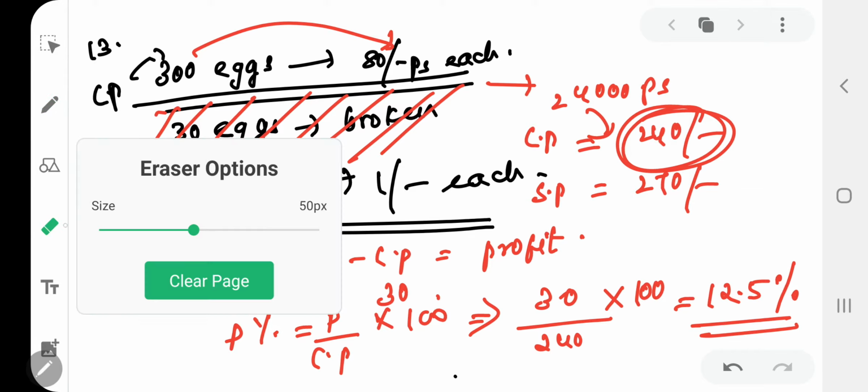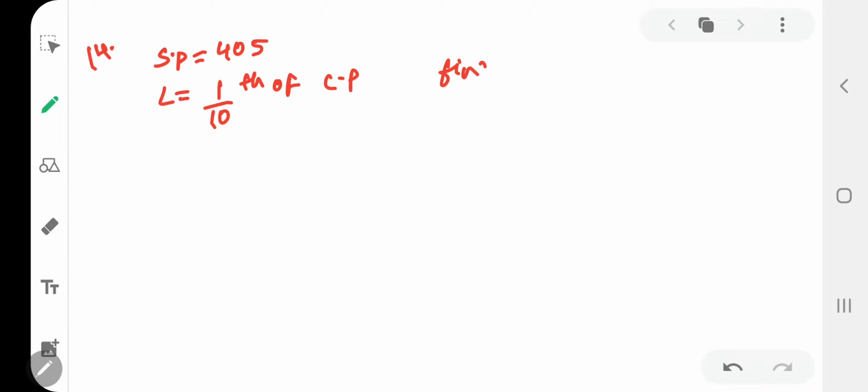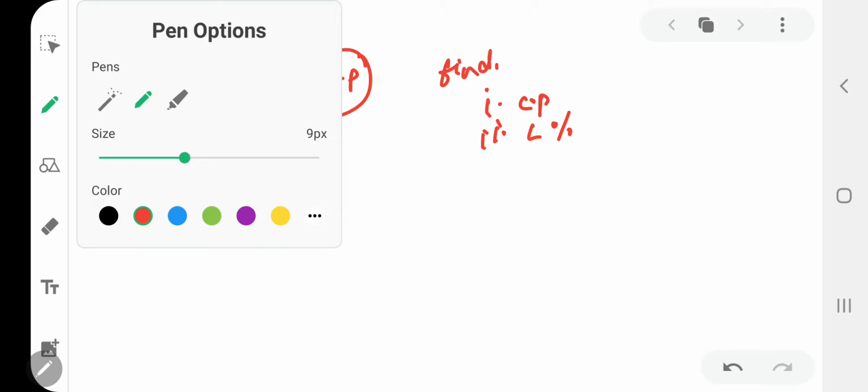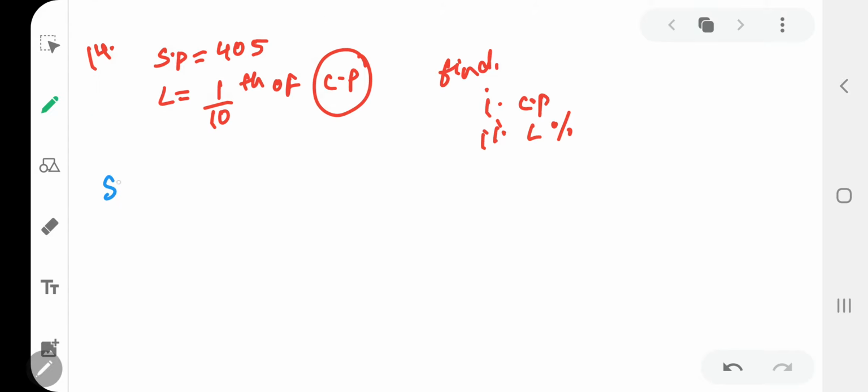Next, I'll jump on to problem number 14, which says a man sold his bicycle for rupees 405. So selling price is 405, losing 1/10 of CP. So loss is 1/10 of CP. My dear kids, you have to find CP, and you also have to find the loss percent. First, you have to notice that CP is missing. So CP is missing, so how will we work?